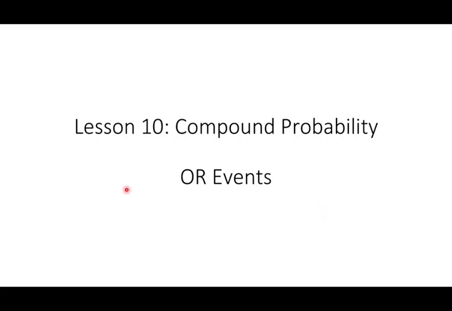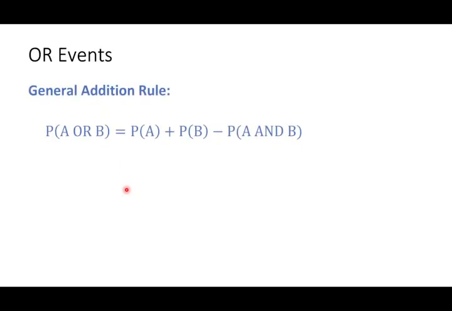All right, in this last video for lesson 10, we're going to talk about another kind of compound probability, and this is when we want one thing or another to happen. And so this is done with or. Or events are going to use what's called the general addition rule. So the probability that A happens or B happens, we're going to add the two probabilities, and then we have to subtract the probability of A and B. And we'll explain why.